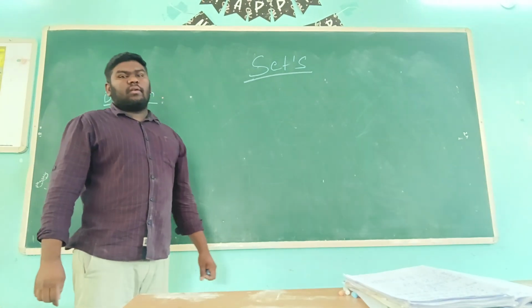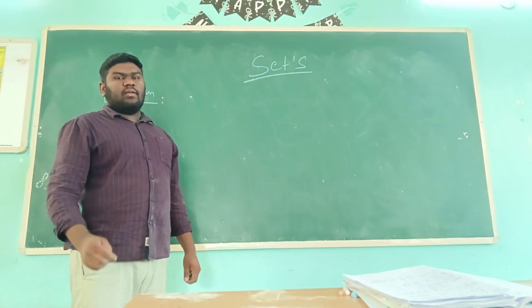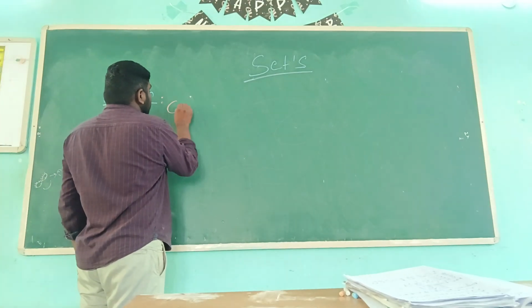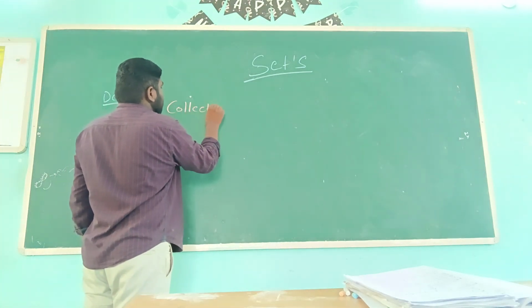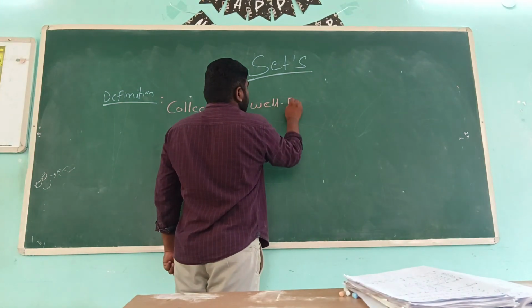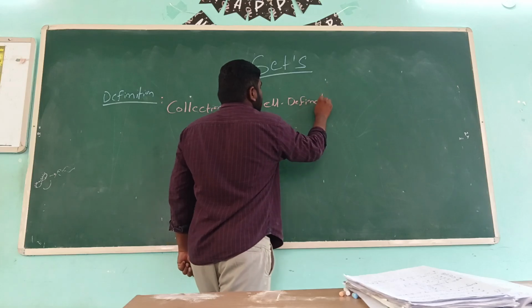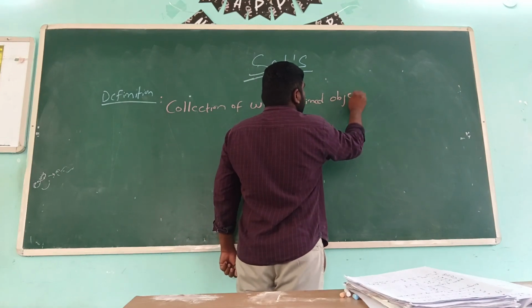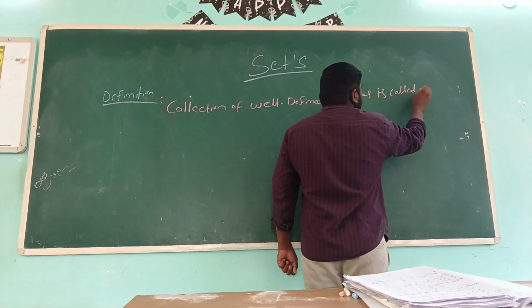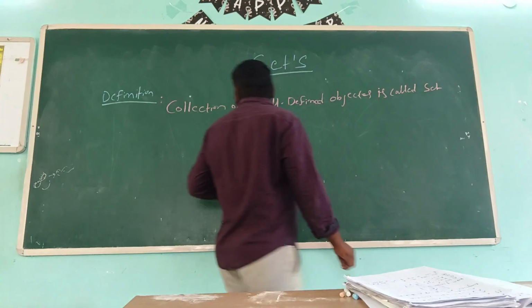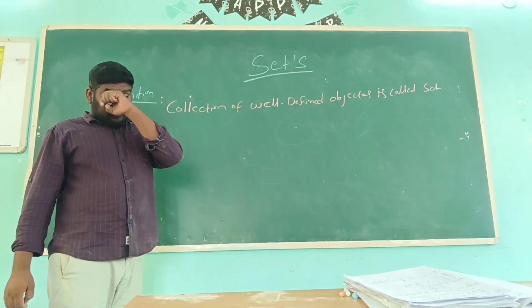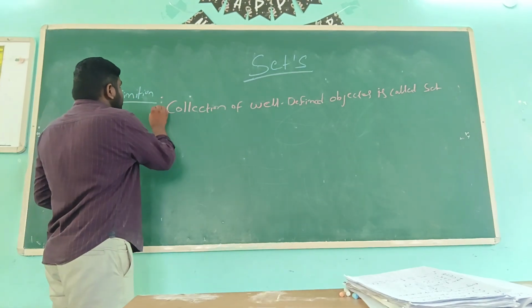The set definition in our learning: collection of objects is called a set. Understood? Here also the set definition is there. What is the set definition? Collection of well-defined objects is called the set. Understood? This is the definition of set.